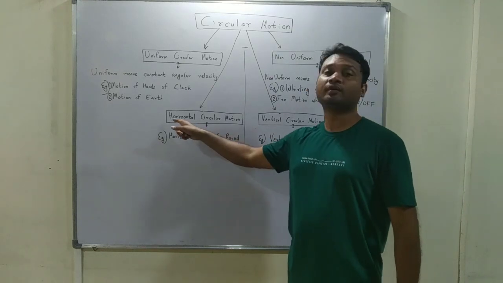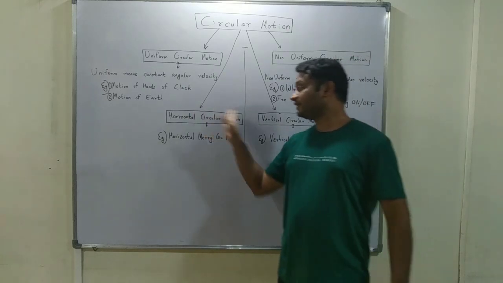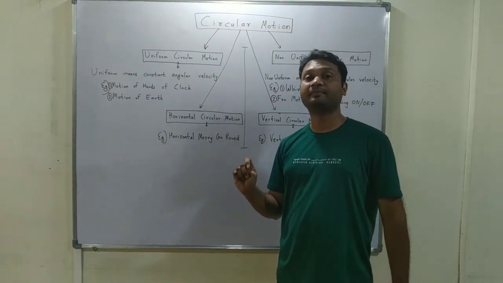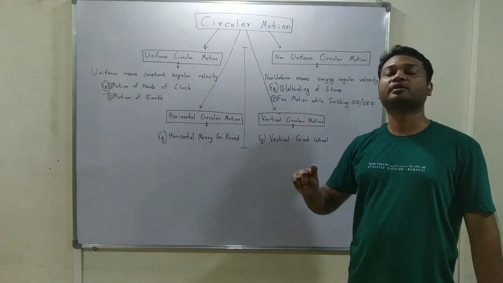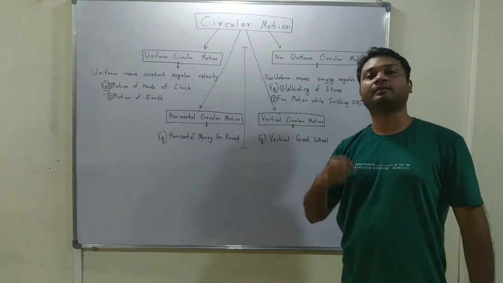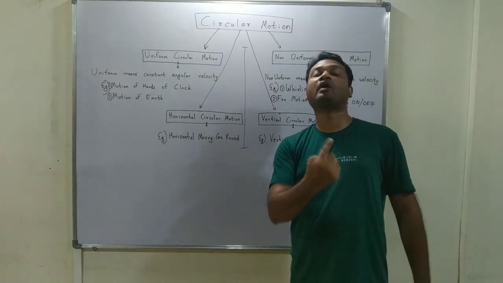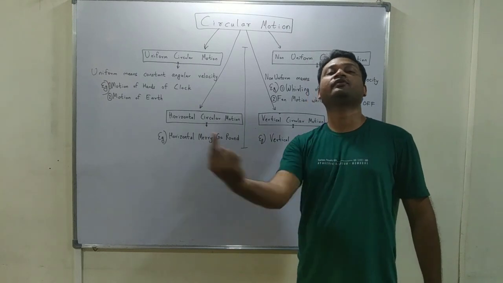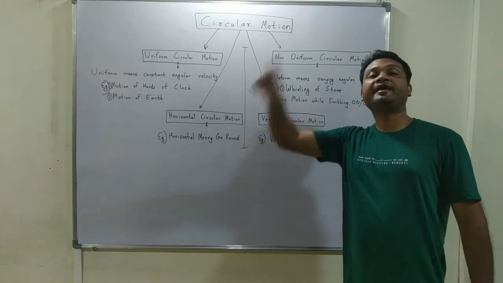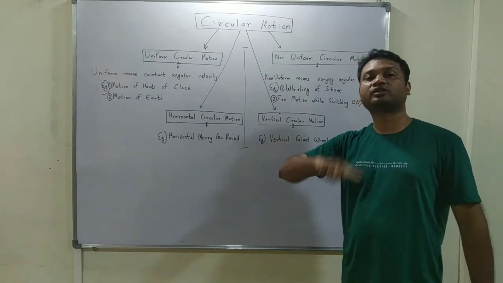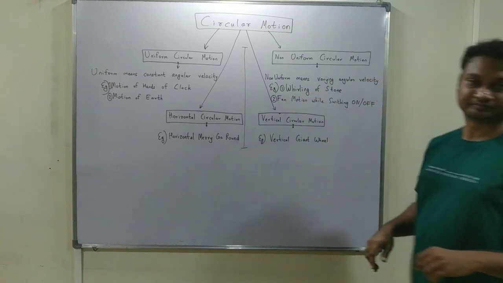Further, classifying circular motion into horizontal circular motion and vertical circular motion. As the name suggests, horizontal circular motion means circular motion in horizontal plane, and vertical circular motion means circular motion in vertical plane. The example of horizontal circular motion is merry-go-round, which goes in horizontal circle. The example of vertical circular motion is giant wheel moving in vertical circular motion. So this is the classification of circular motion.